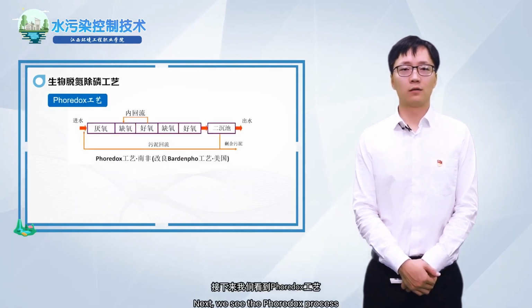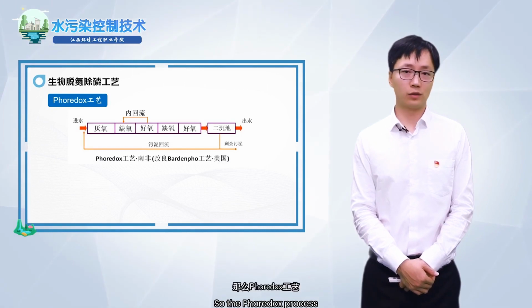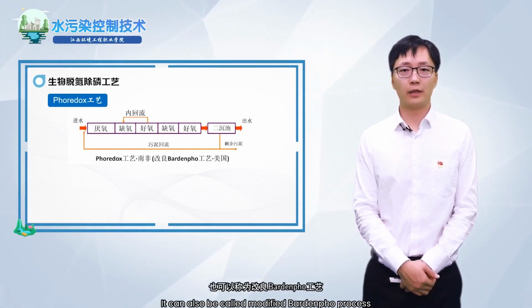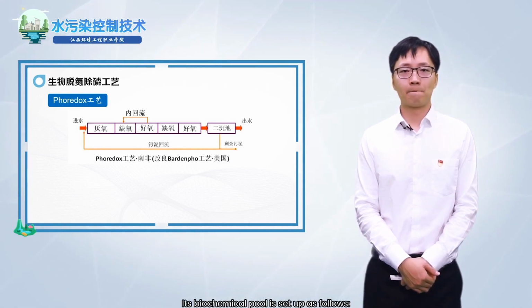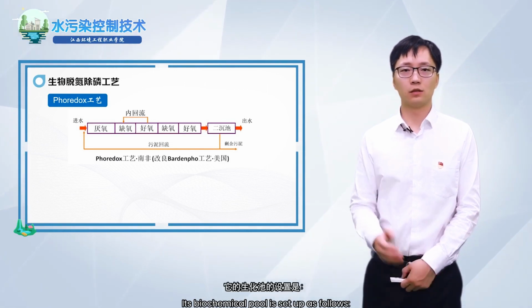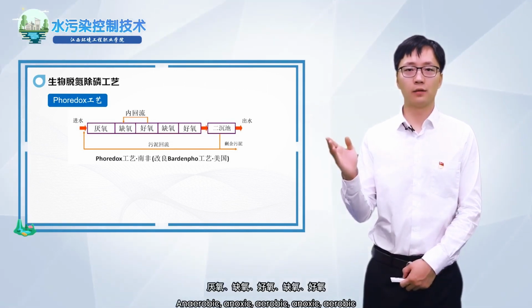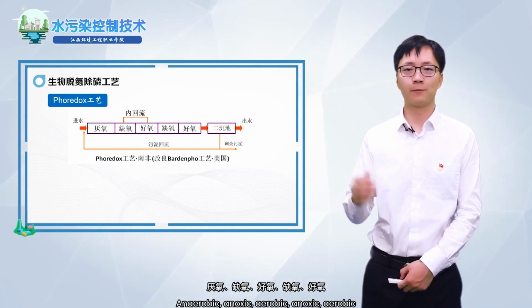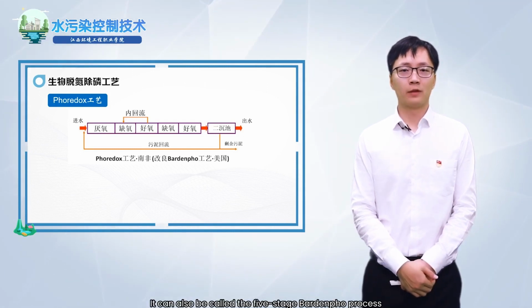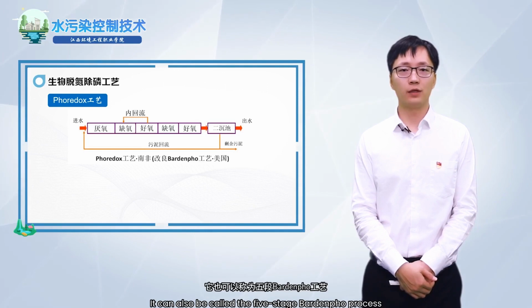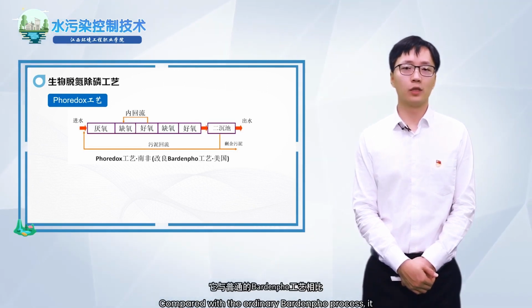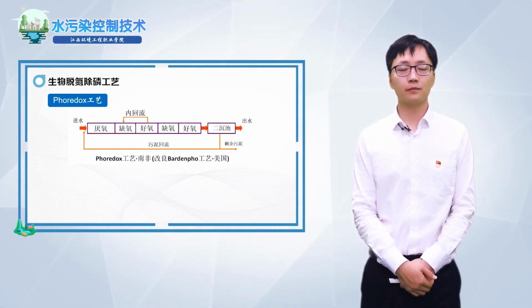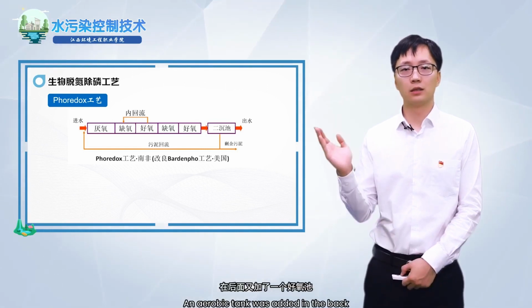Next, we see the Phoredox process. The Phoredox process can also be called the modified Bardenpho process. Its biochemical tanks are set up as follows: anaerobic, anoxic, aerobic, anoxic, aerobic. You can see it can also be called the 5-stage Bardenpho process. Compared with the ordinary Bardenpho process, an aerobic tank was added at the back.